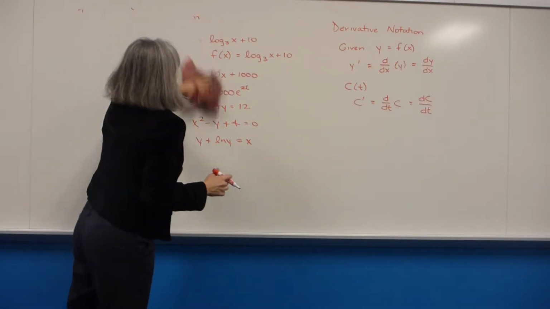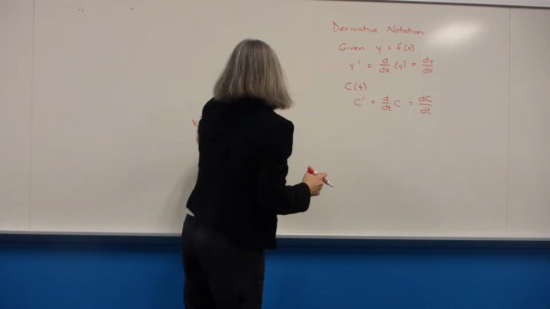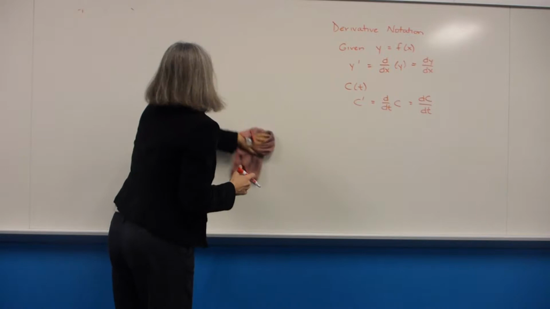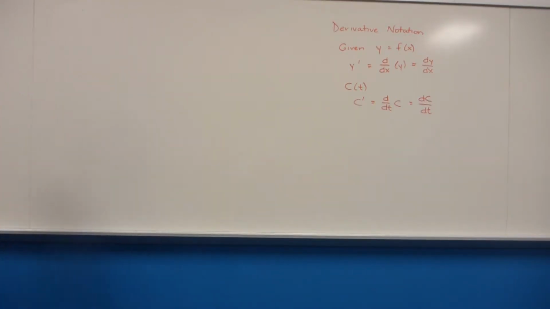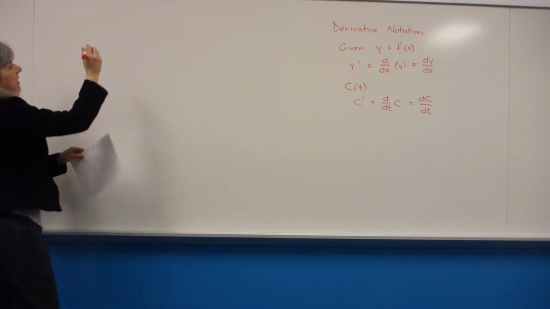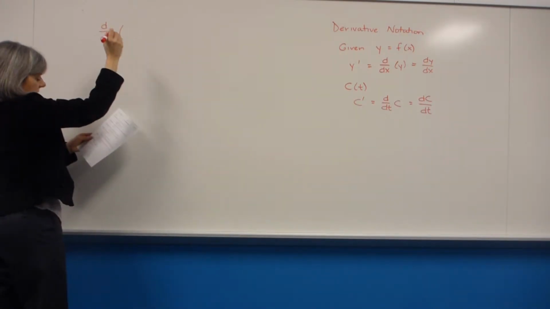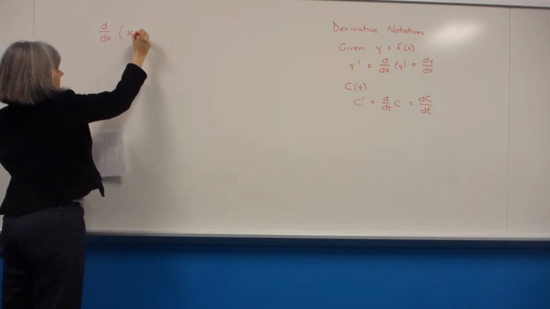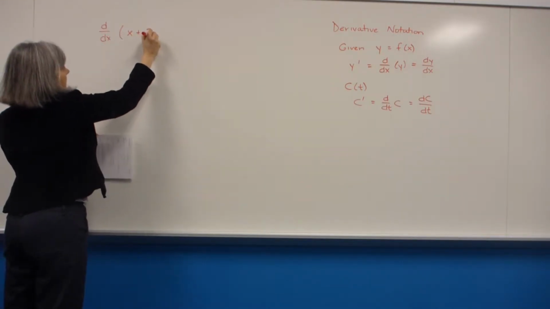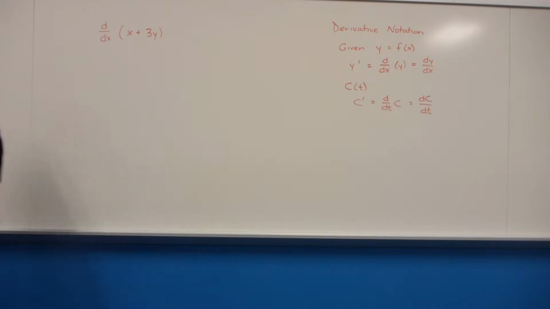All right, so first let's look at how chain rule connects to this. So d dx of, well, I wrote this, so I'll try and keep to it. 3x plus 3y.